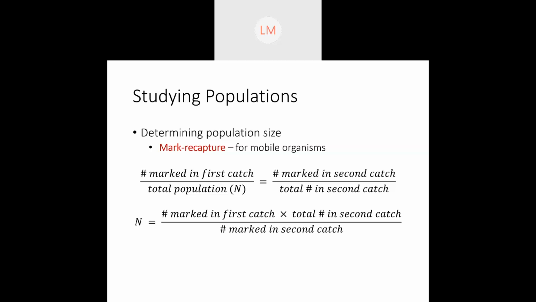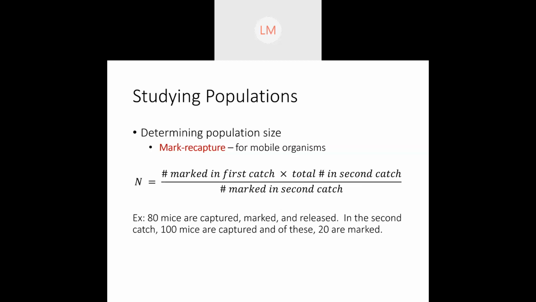So if we think about an example, let's say we went out and captured 80 mice out of a population. We marked them somehow with a tag and then we released them. We came back and then we captured 100 mice. Of these 100 mice, 20 are marked. Okay, so we just plug all of this into our equation. We're going to do 80 mice captured in the first catch times 100, the total number in the second catch, and then divided by 20, the total number that are marked in the second catch. And then we get a total of 400. So our estimated population size is 400.